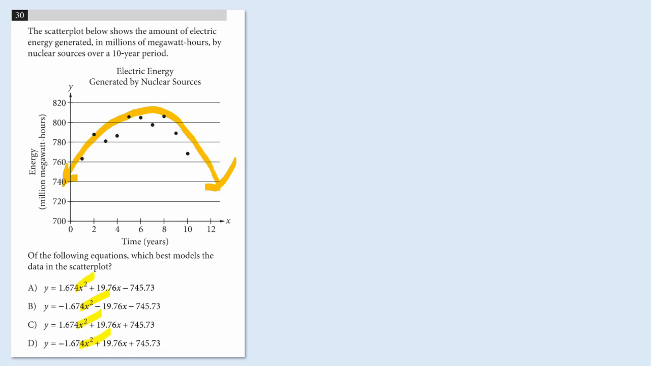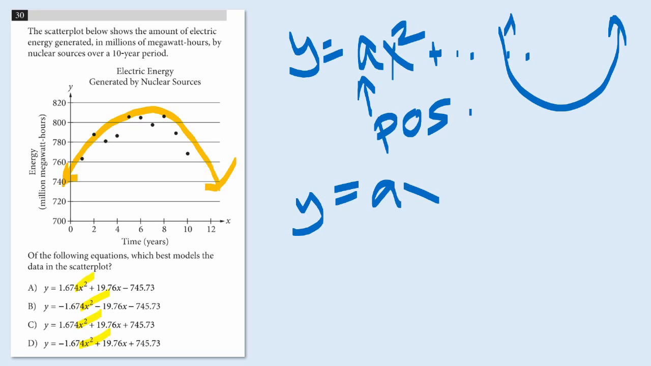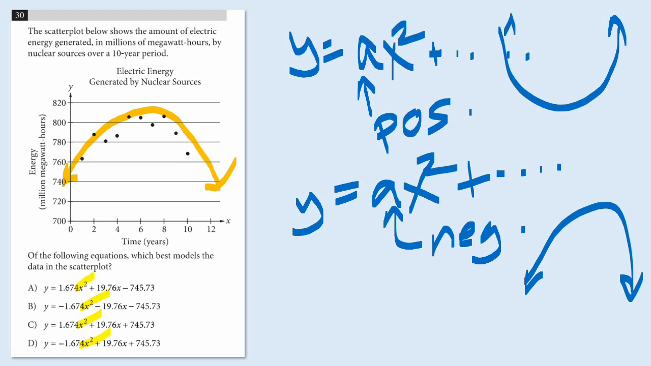Now, one of the things you may recall is that when I have a quadratic equation, it'll be in the form of y equals ax squared plus bx plus c, right? And if a is positive, then the graph is going to have a shape that goes upwards. And if you have a coefficient of the x squared term that is negative, then the graph is going to be facing downward.